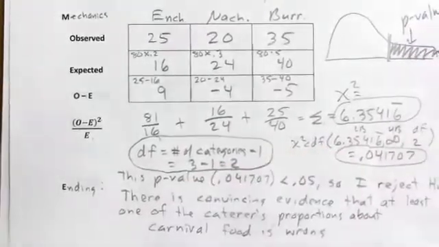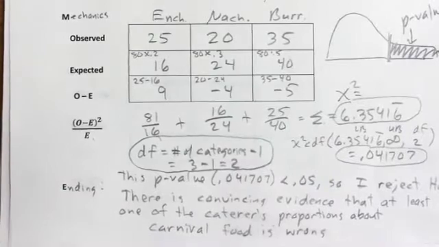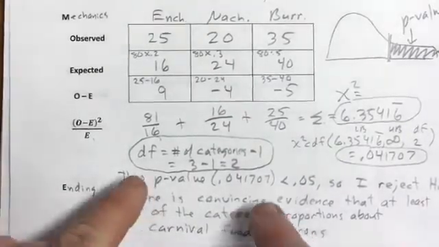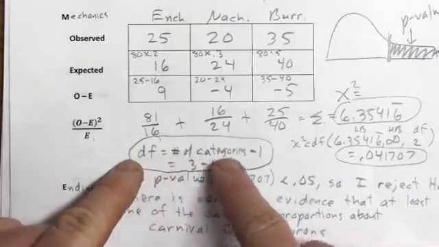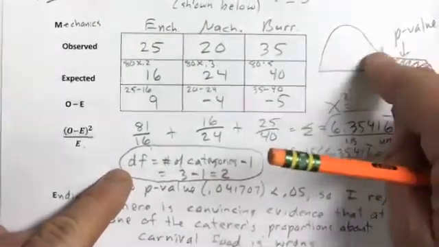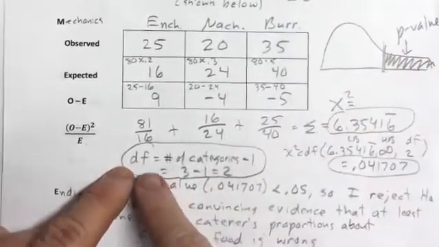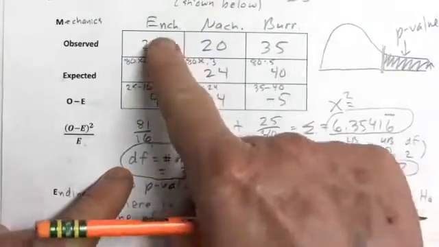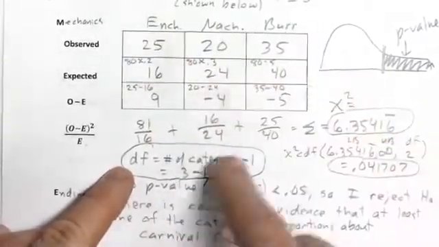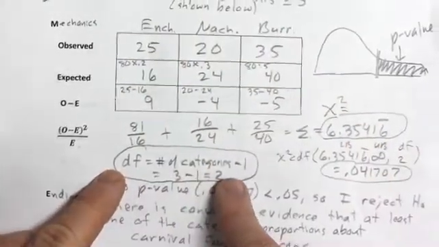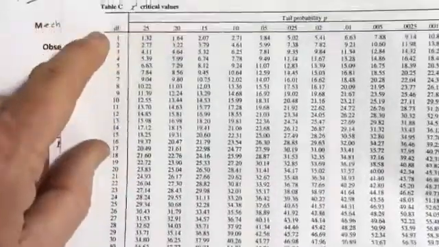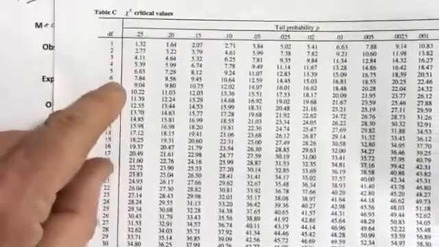Okay, now, chi-squared distributions, there's actually a large number of them. Similar to t-distributions, we have to define the degrees of freedom in order to name which chi-squared distribution it is. The degrees of freedom is just the number of categories minus 1. So here we've got 3 categories, so our degrees of freedom is 2. That tells us which chi-squared distribution we are working with.